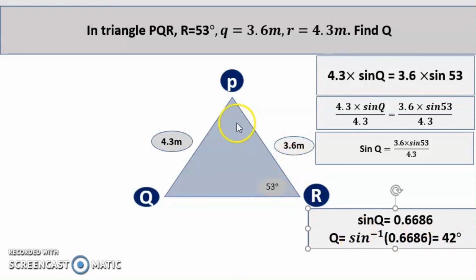What if we are asked to find angle P? How do we get angle P? Since angle Q is given to be 42 degrees, angle R is given to be 53 degrees. So to get P will not be difficult because sum of angles in a triangle is 180 degrees. So by the time we subtract the addition of these two from 180 degrees, the value we get is the angle of P.